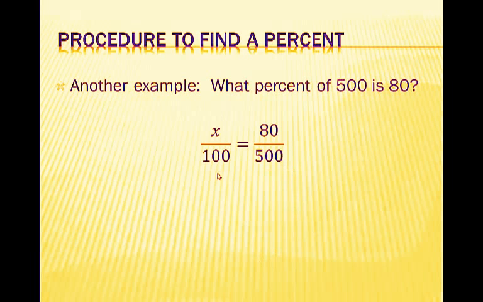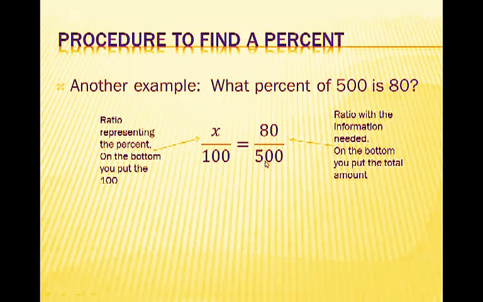Another example is what percent of 500 is 80. Again, you write your proportion. Here what they are asking is the percent. You put the X on the top and the hundreds, and on the other side the two information related. The number that comes after the word of goes on the bottom, as you can see.